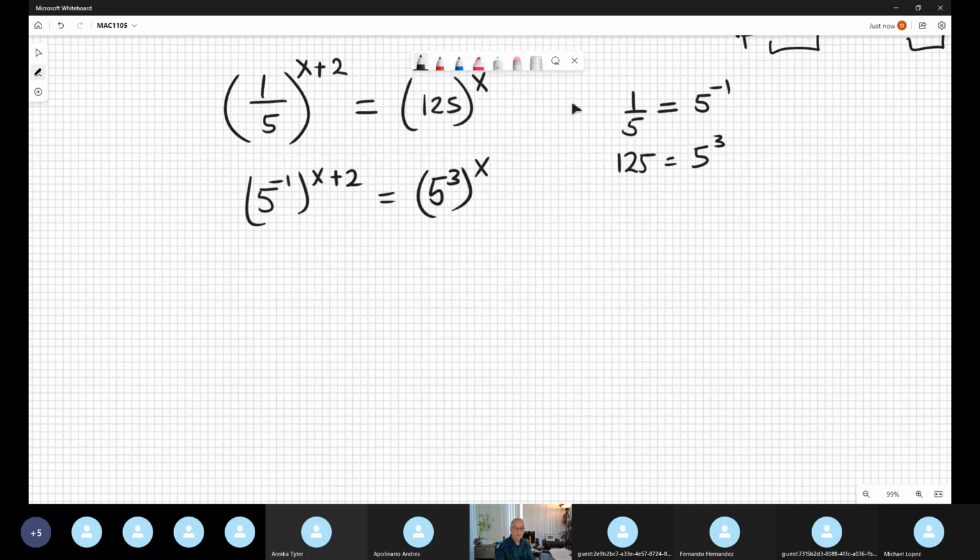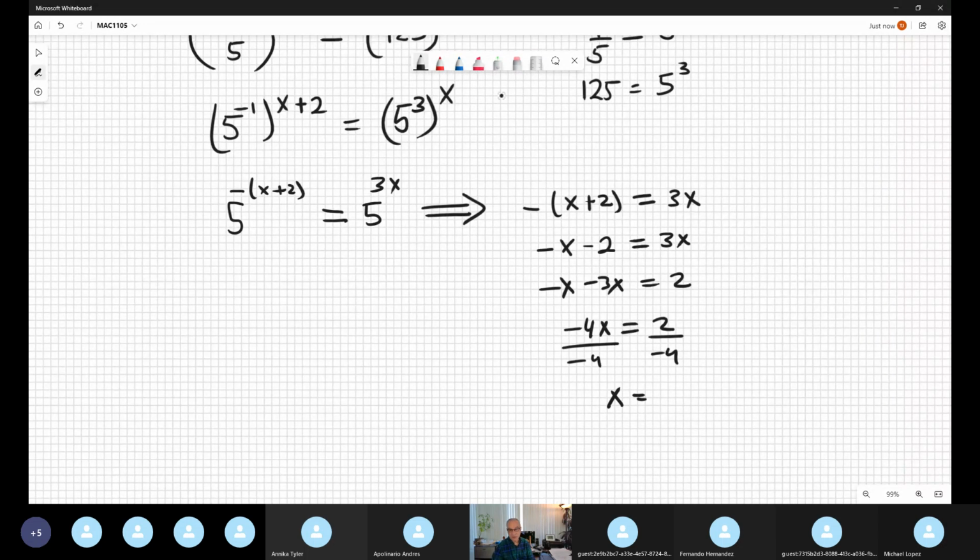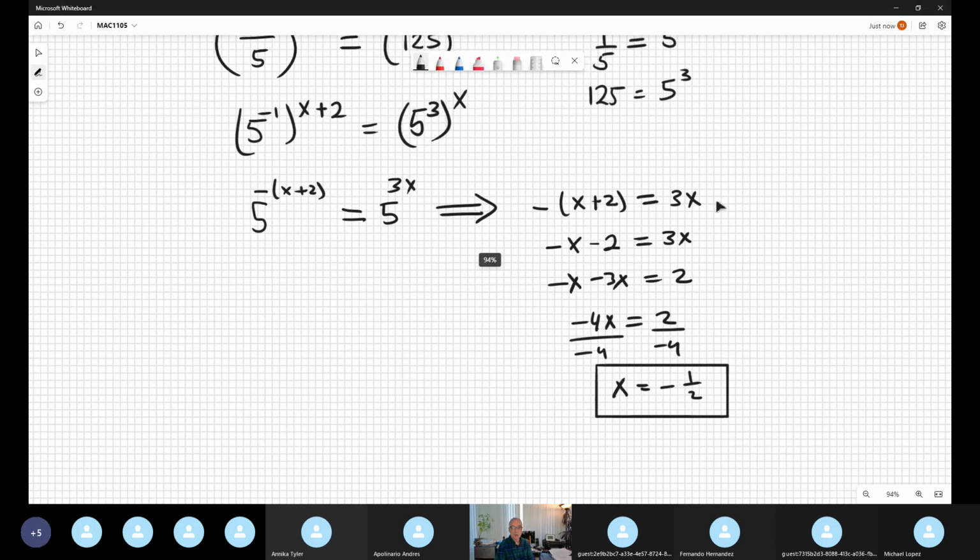Now multiplication, the exponent is minus x plus 2 equal 3x. You know very well in this moment you delete mentally the base and you have minus x plus 2 equal 3x. Okay. Distribute: minus x minus 2 equal 3x. Minus x minus 3x equal to positive 2, minus 4x equal to 2, divided by -4 both sides. x is -2 over 4, and you can reduce to lower terms, it is -1/2. Boom. Finals.